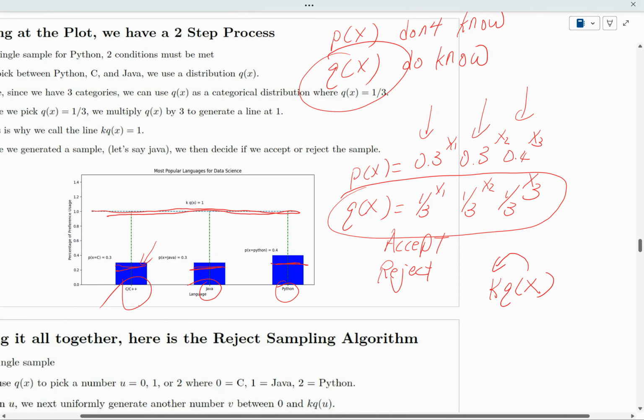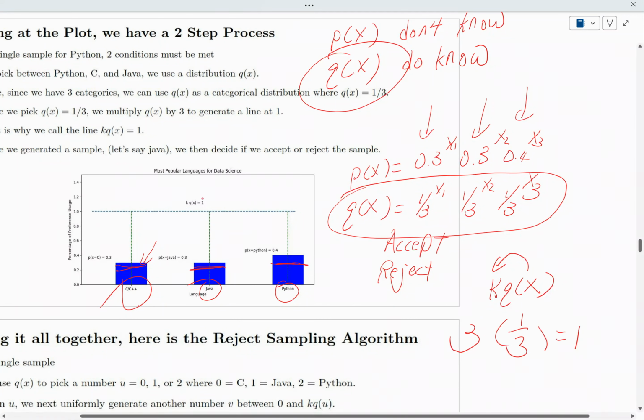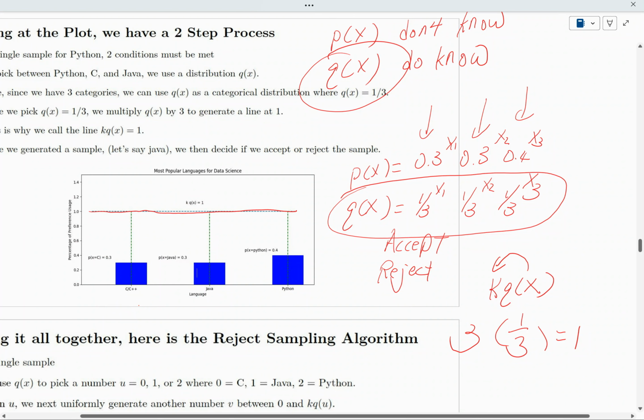Right? So let's say Q right now is 1/3, and K we're going to multiply by 3. It could be any number, but for simplicity, let's just multiply by 3, which gives us 1, which is right here. So if you take your distribution multiplied by K, you get a line above P of X. And why do we want to do that? What's the benefit of having this line?